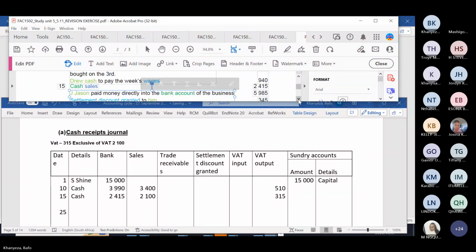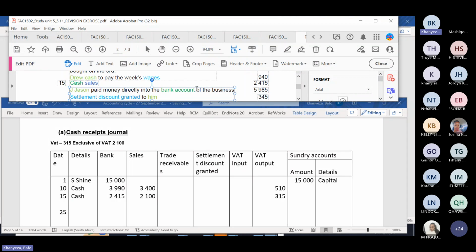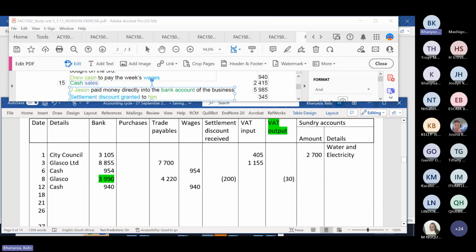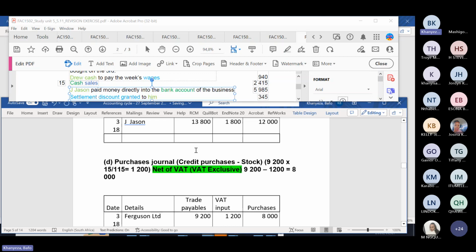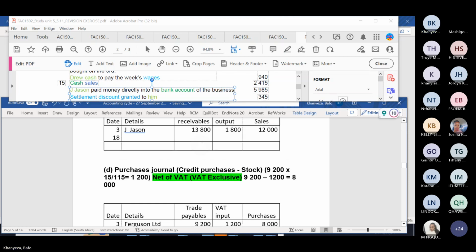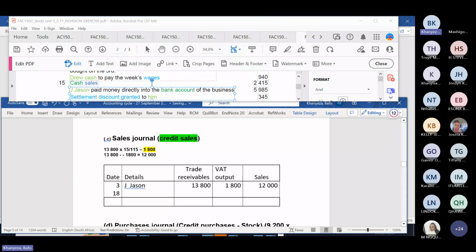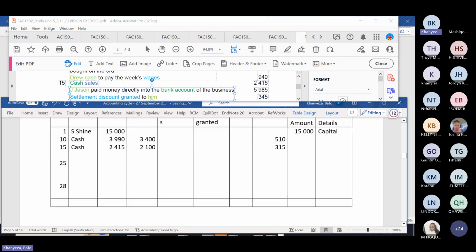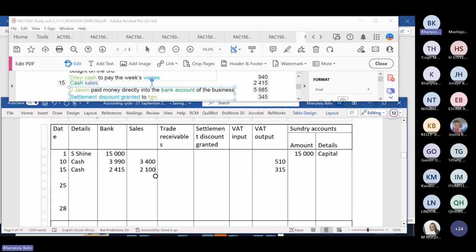Jason paid money directly into the bank account of the business. So we are receiving. Who's Jason? Jason is somebody who owes us. Jason is now paying. It doesn't go to the sales journal. Money received goes to the cash receipts. So we write the name of the payee, Jason. How much did we receive from Jason? We received 5,985.